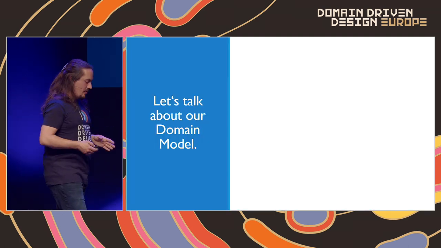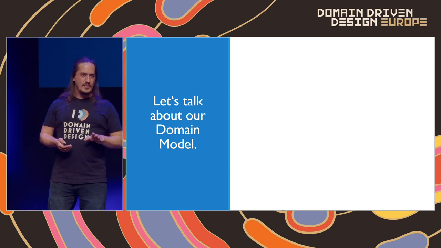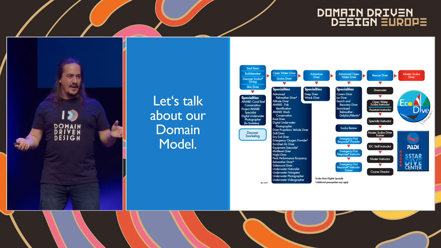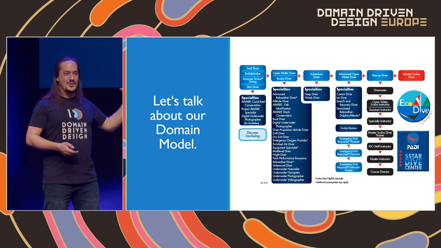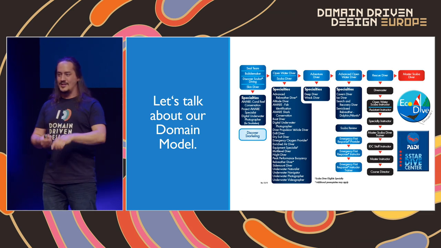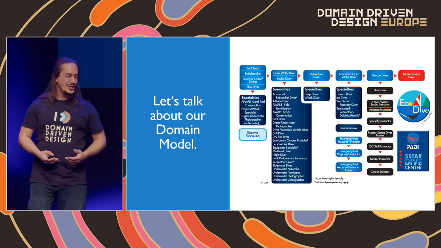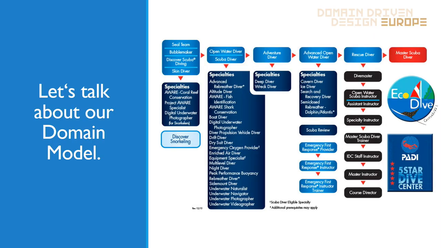So let's talk about our domain model. I'll give you a very simple domain model, scuba diving. We're not going to go into depth of this whole model, right, because it's a 25-minute talk and not a one-day workshop. But look at the middle on the top. There are different levels of scuba divers. You have an adventure diver, you have an advanced open water diver, and so on. And those are different levels you can dive in.